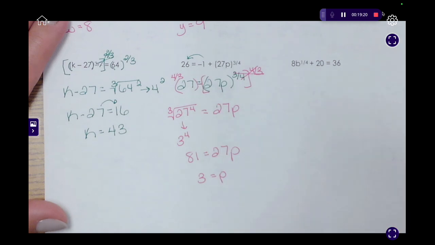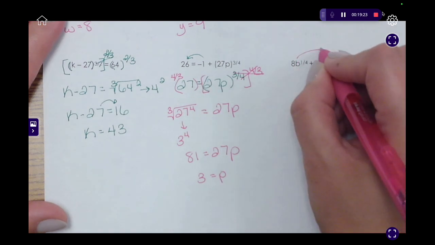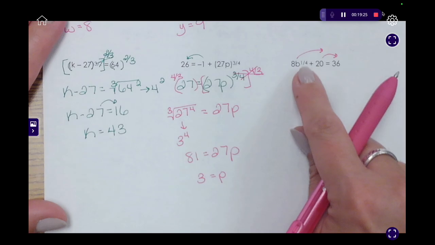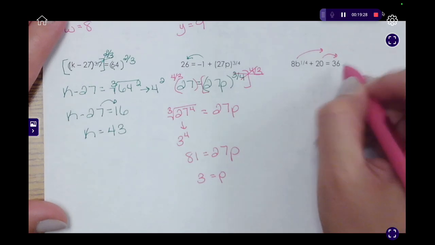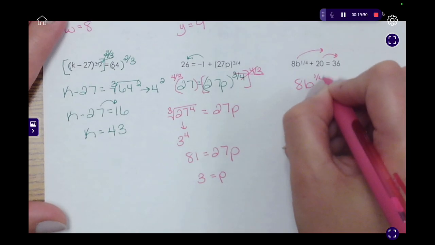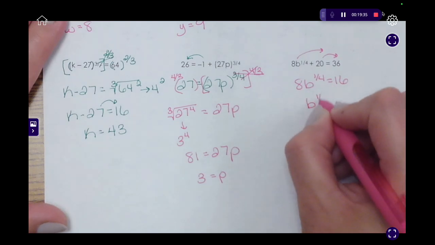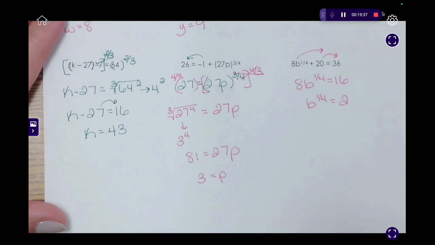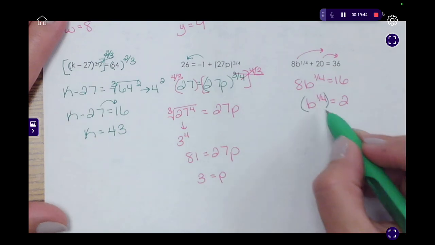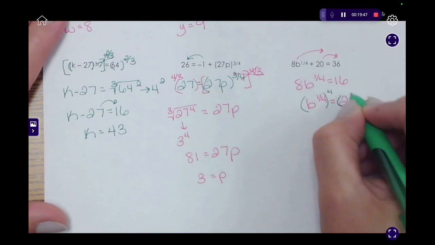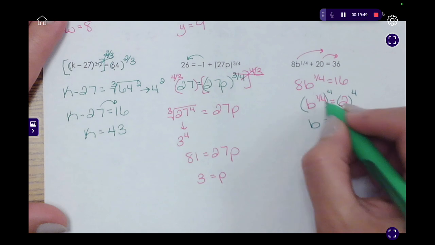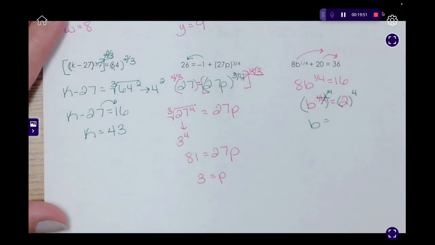And now looking at this last one, I'm going to move the 20 and the 8 because the only thing that has that exponent is the b. So I'm going to subtract 20 first. And then I'm going to move the 8 over by dividing by 8. So now I've got that variable with that exponent by itself. So now looking at this, I can raise it to the reciprocal. And the reciprocal of 1/4 is just 4. So that's going to cancel. Over here, I'm just doing 2 to the 4th power, which gives you 16.